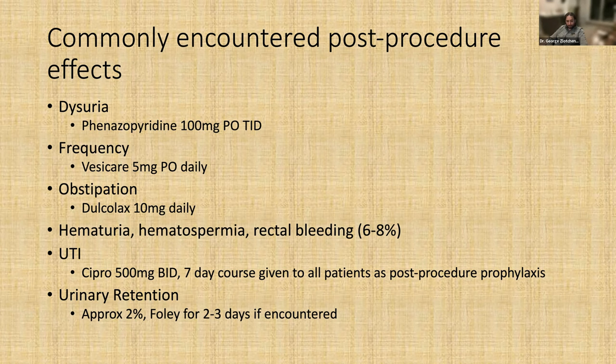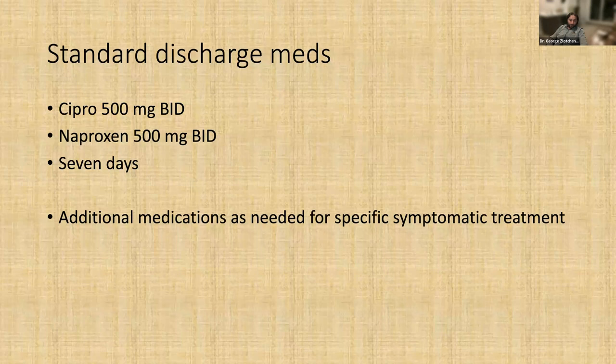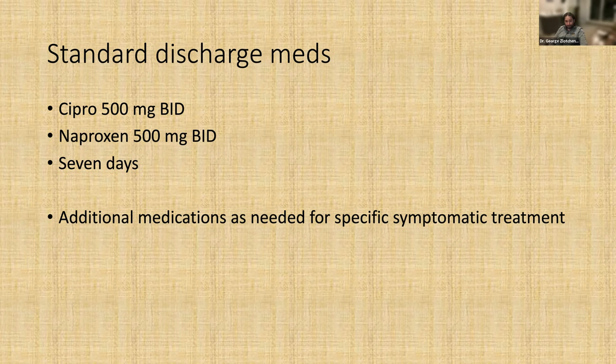Urinary retention can happen in approximately 2% of patients. I haven't had one yet, but if that does happen, you have to keep their Foley in for about 2 to 3 days. So this is the standard regimen I use: Cipro 500 milligrams BID and naproxen 500 milligrams BID. It's easy for the patients to remember. Both are BID, both are 500 milligrams. So the patients can remember one med, they can remember two. And then additional medications as needed for symptomatology.